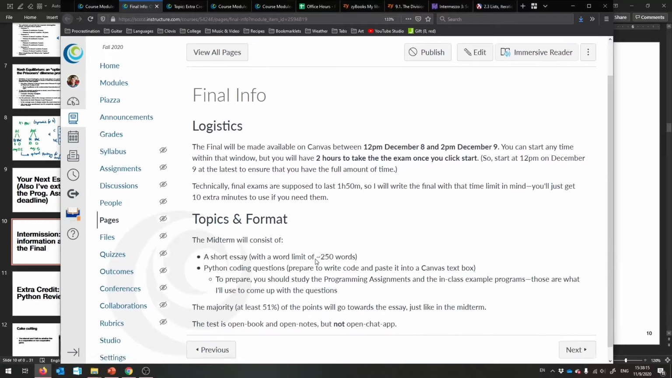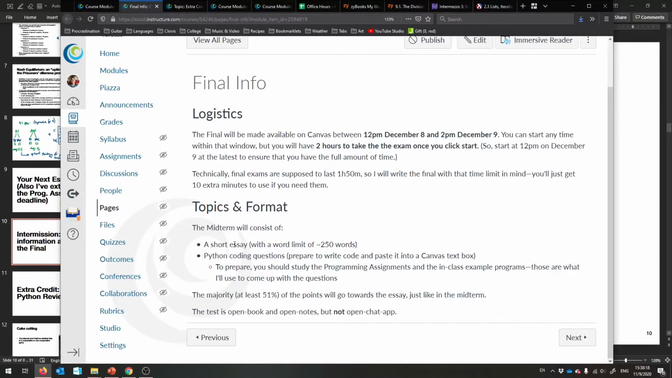So here are the topics. Again, we're going to give an essay, so prepare to write an essay with at least about 250 words. There will be a word limit this time. I have learned better. And then also there will be some coding questions to just go over all the programming stuff that we've been talking about. Finally, I can ask you some coding questions. So prepare to write some code. You're going to paste it into a Canvas text box, just like you would for an essay. But just be ready for that. So maybe have Python open when you begin the exam.